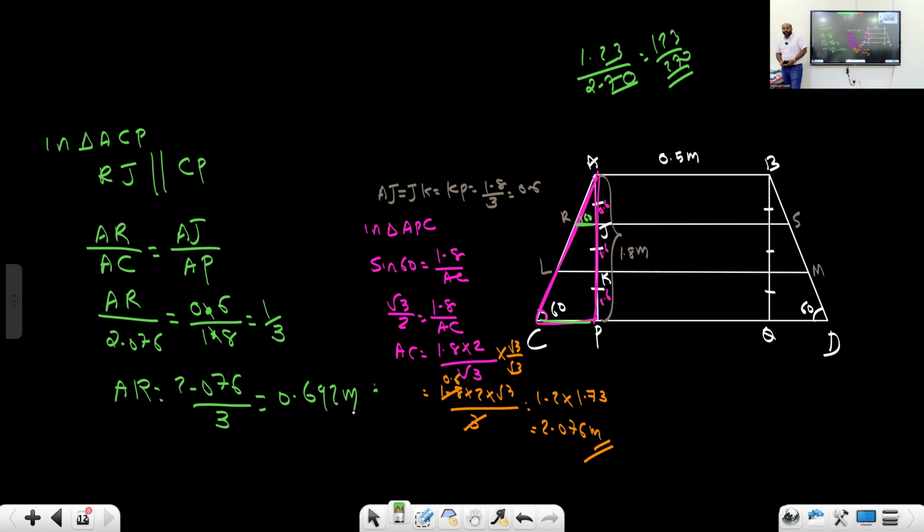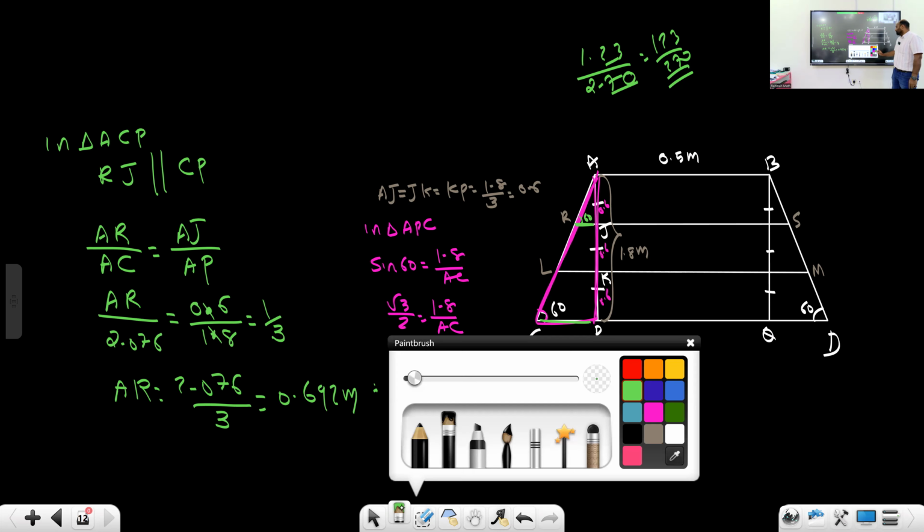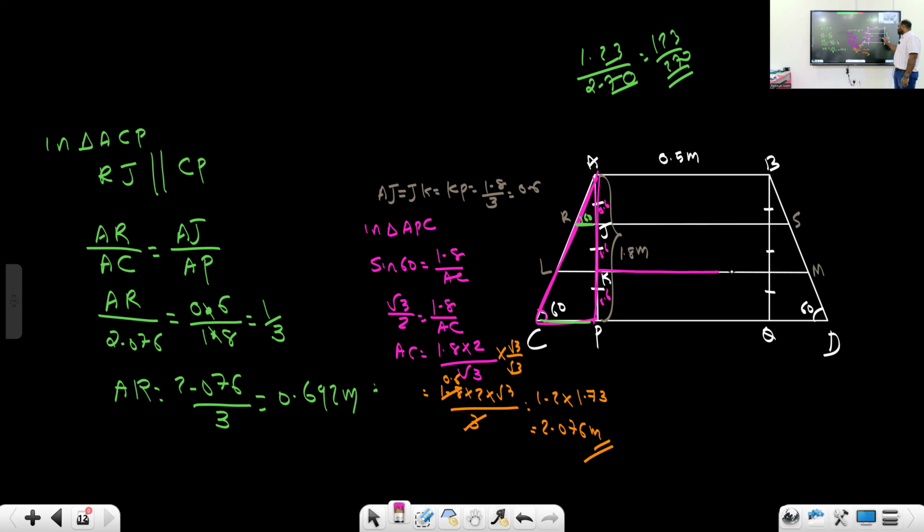What's the next question? Find the length of the step LM. Where is L? They are asking the length of the step LM. 2 more questions. I have a question before starting. How much will be this? 0.5. This you can find by using BPT. Am I right?